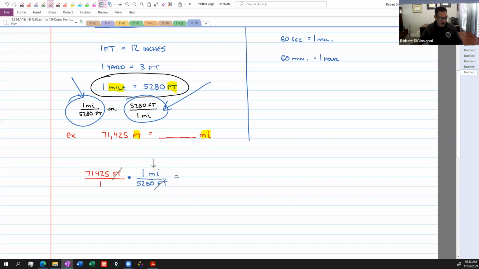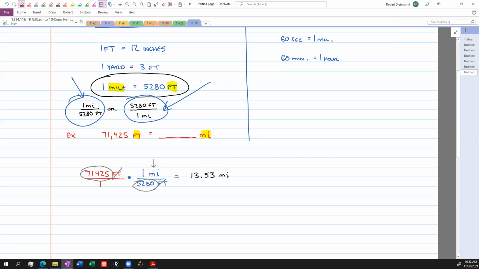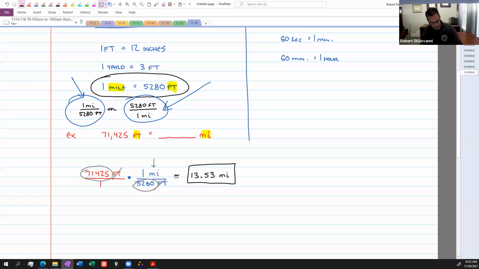Just miles. But I have to get on my calculator and do this number divided by this number, which I'll do now. So I'm going to take 71,425 and divide that by 5,280. And I get a decimal. It comes out to about, I'm going to round it to 2 decimal places, 13.53 miles. Approximately, I rounded, but that's how many miles there are in 71,425 feet. It's about 13.5 miles.